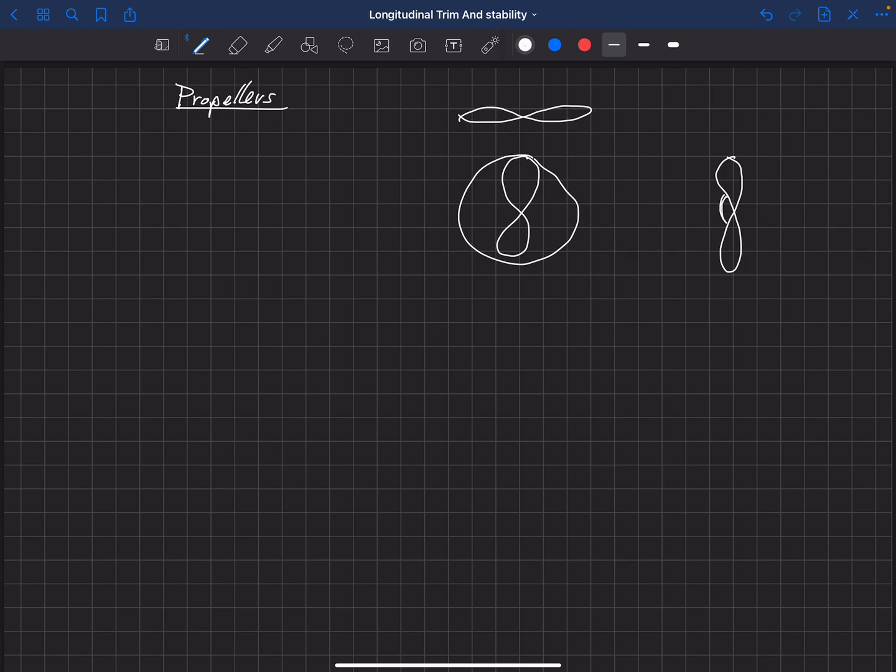So here's the nose. So it's moving in this direction, and we'll say that it's moving in a right-handed rotation about its axis, and so we have the rotation in this direction here. And actually I want to draw these blades like this. Okay, so there's our top view and our side view of this propeller.